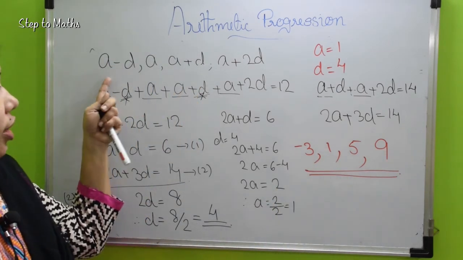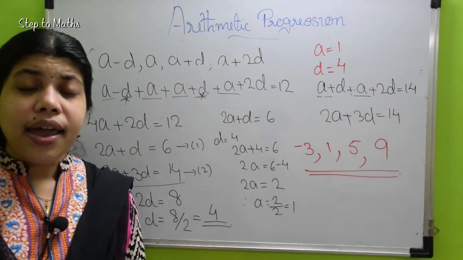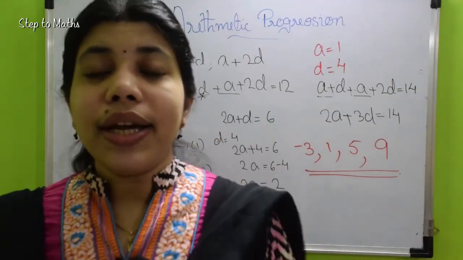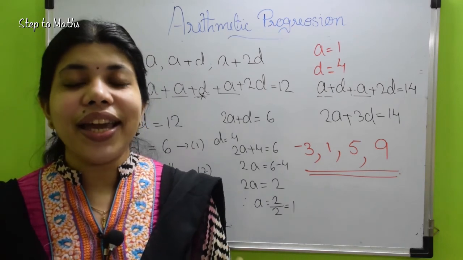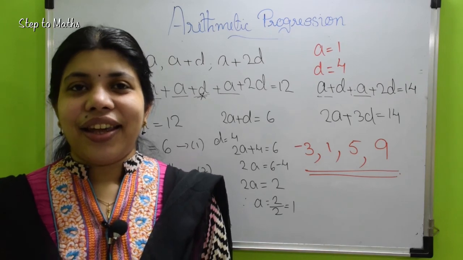And here we take the four consecutive terms as A minus D, A, A plus D and A plus 2D. When we consider three consecutive terms, we take the terms as A minus D, A and A plus D. Thank you.